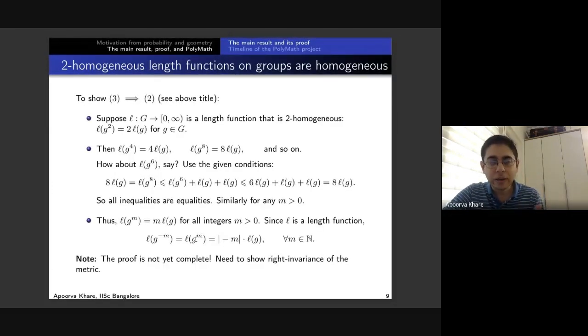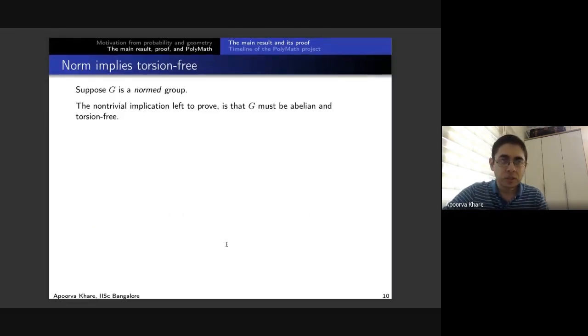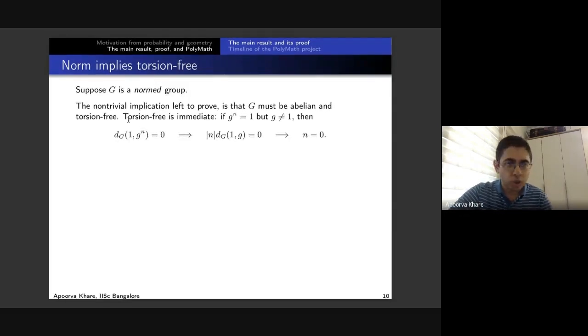Remember, I keep interchanging between length functions and metrics because a length function is a left invariant metric. So now, the non-trivial implication to prove is that G must be abelian and torsion-free, given that it is normed and the metric is left and right invariant. You can assume all that you want. Torsion-free is immediate, as I already showed you. This is a slightly different way of writing it, but whatever.